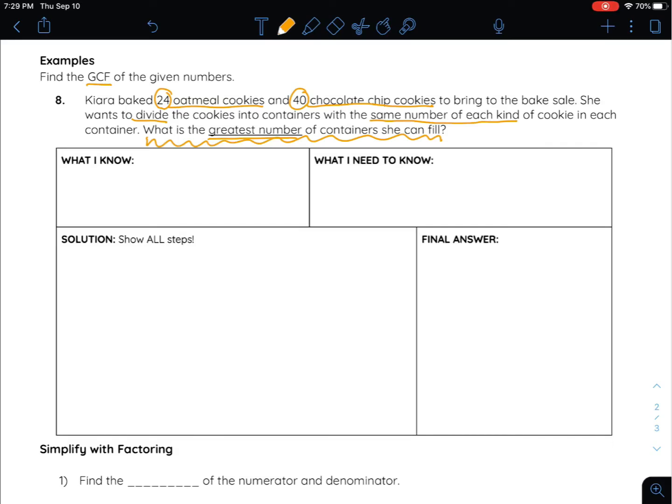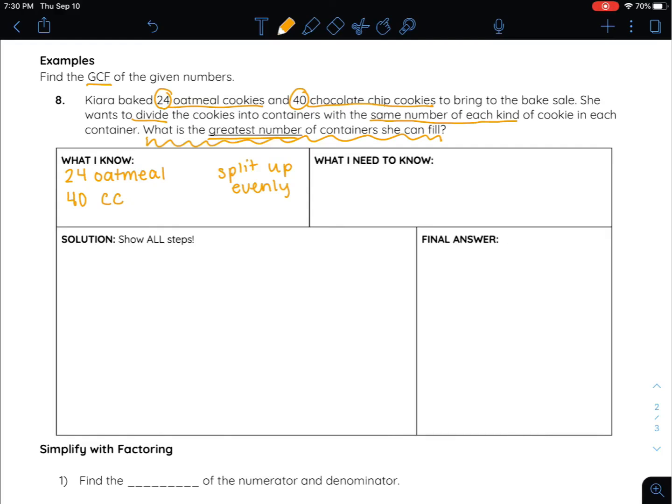So what I know. Well, 24 oatmeal cookies. I'm not going to write cookies. It's fine. 40 chocolate chip. And I'm just putting CC. Okay? And we want to split them up. So we're trying to do some kind of process of splitting them up evenly. So I'm just going to put a note here. Split up evenly.